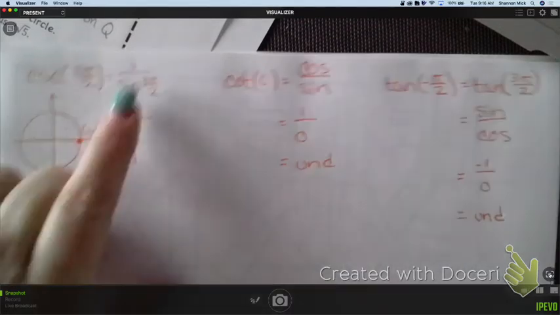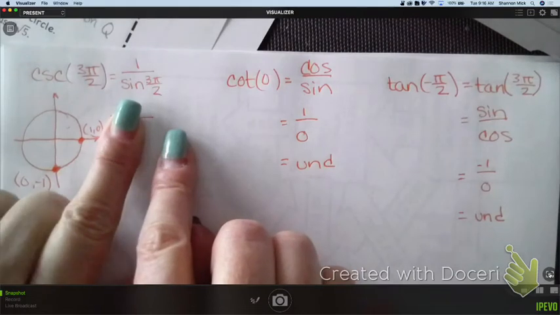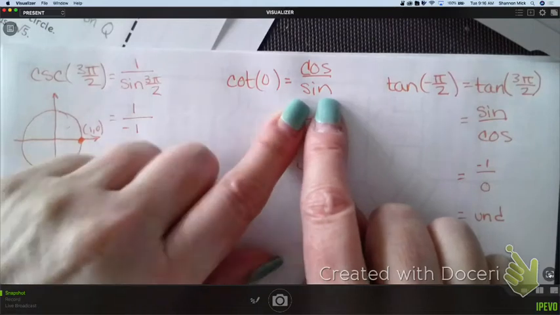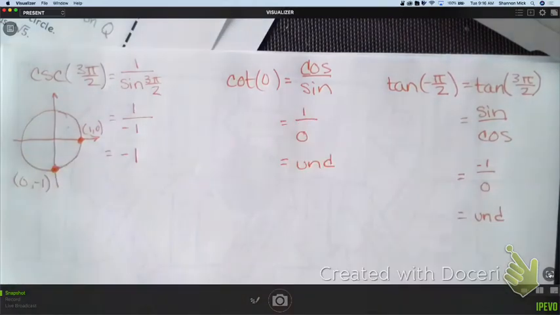Because here I used the reciprocal identity, didn't I? Yes. Here, what's this one called? Cosine over sine. They call it the ratio identity. Yeah, I did the ratio.